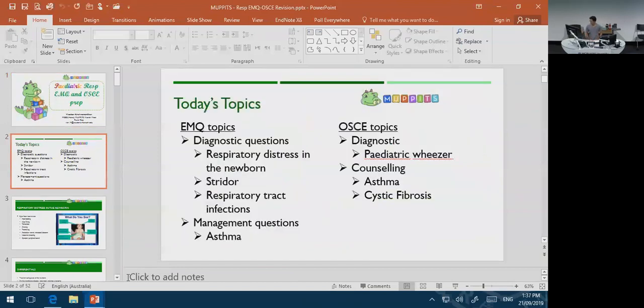So in terms of EMQ topics, as you guys have probably already realized just from your general exams, they fall into two categories of either diagnostic or management questions.